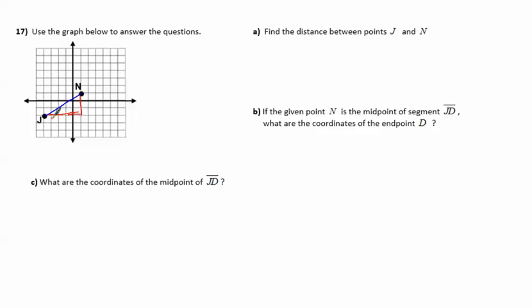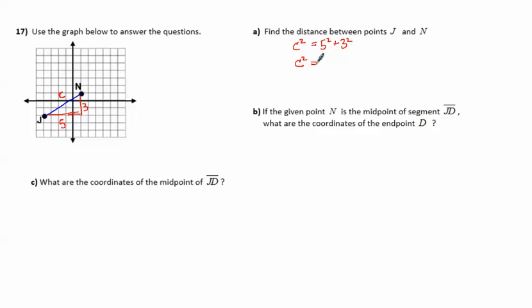So you count your squares. Here you have 5. And here you have 3. And so to find the distance C between those 2 points, you use the Pythagorean Theorem. C squared is equal to 5 squared plus 3 squared.